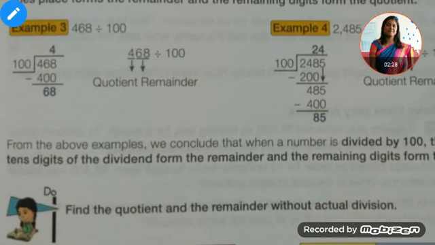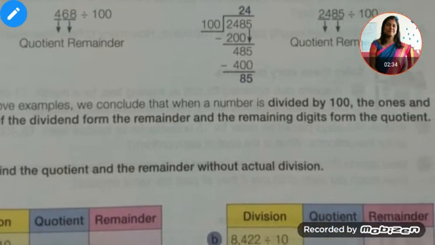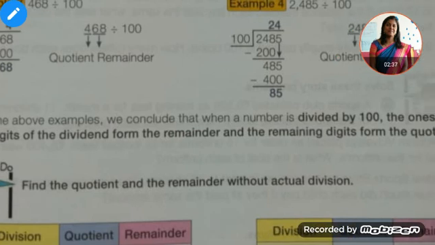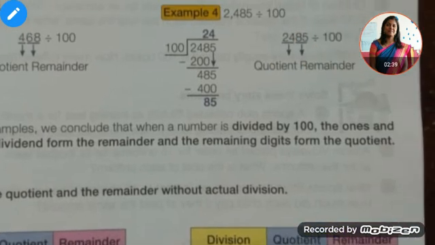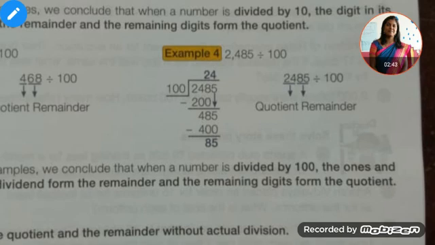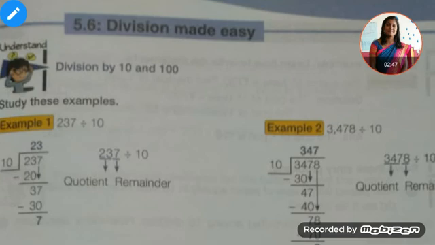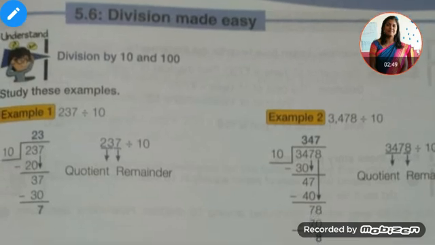Now, when a number is divided by 100, we conclude that the ones and tens digits of the dividend form the remainder, and the remaining digits form the quotient. So here the tens and ones digits together become the remainder. And in the example before, any number divided by 10 gives us the ones digit as the remainder, and the rest is the quotient.